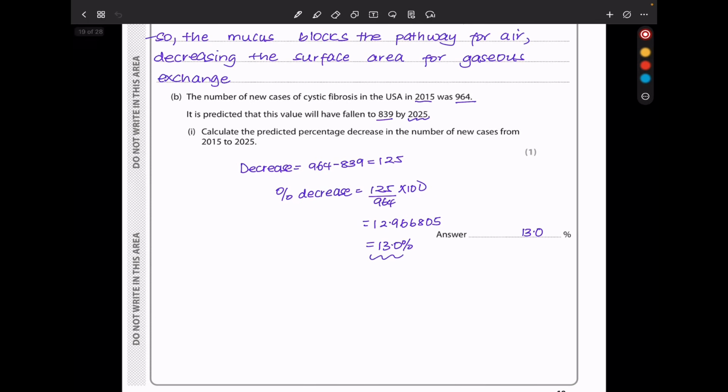Next, they say the number of new cases of cystic fibrosis in USA in 2015 was 964. It is predicted that this value will have fallen to 839 by 2025. Calculate the predicted percentage decrease in the number of new cases from 2015 to 2025. The decrease is going to be 964 minus 839, giving us 125. So 125 divided by the original, which is 964, times 100 gives us 12.966805, which is about 13.0 or 13%, and that is the percentage decrease.